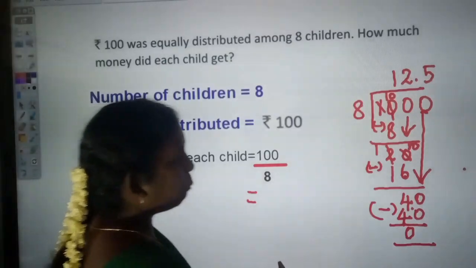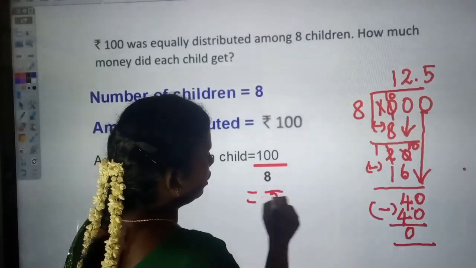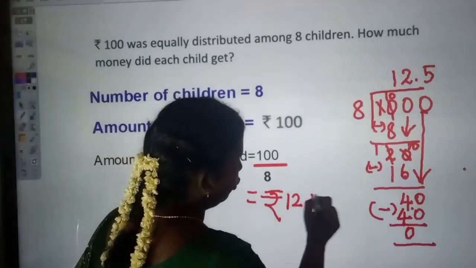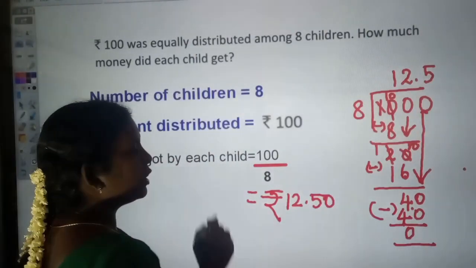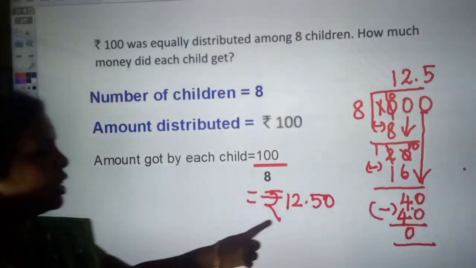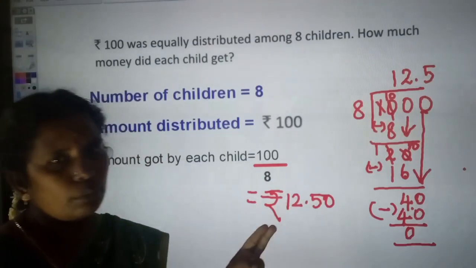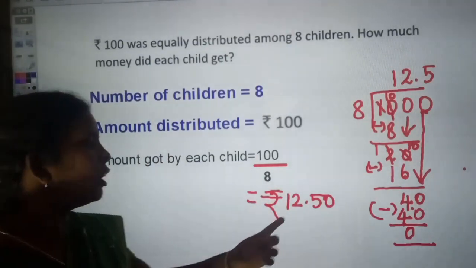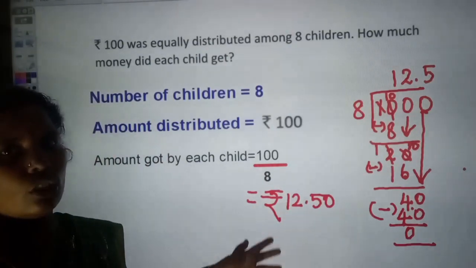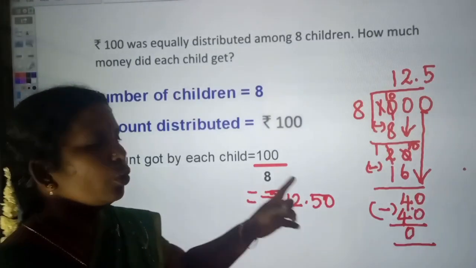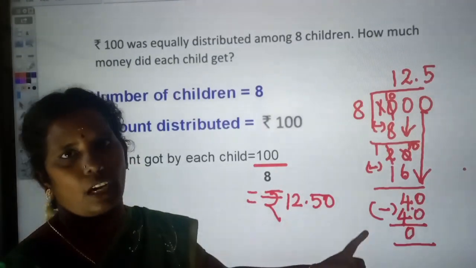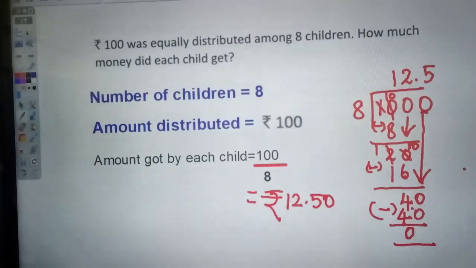Then the answer is 12.5. Here I am going to write this as 12.50. See, when we mention rupees, there must be 2 decimal places after the decimal point. We can't write this as 12.5; it must be 12.50, to say rupees 12 and 50 paise. That is why we have done this.